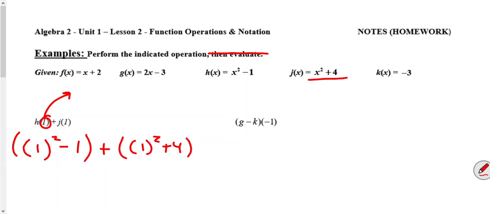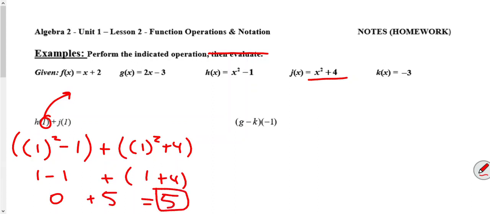What I'm doing is really doing it all at the same time. So I'm evaluating h of 1. 1 minus 1 is 0. I'm adding that to j of 1. 1 plus 4 is 5. 0 plus 5 is 5. So we're evaluating and combining through addition, all at the same time.